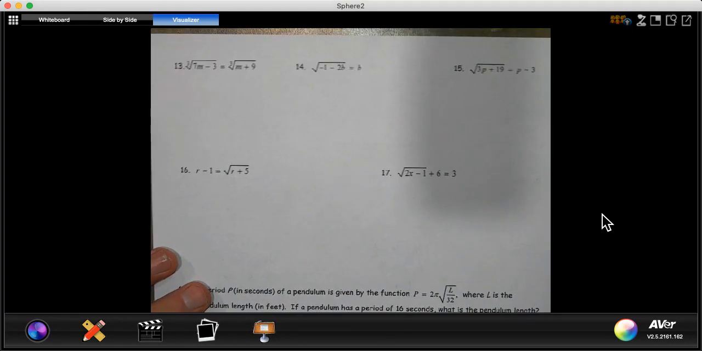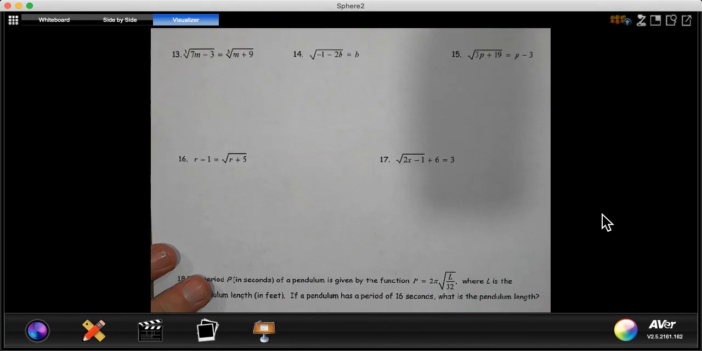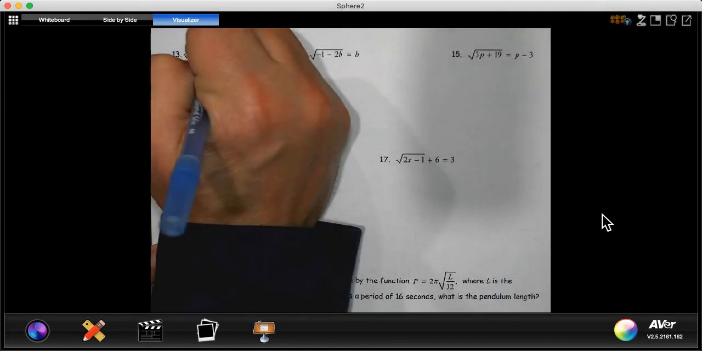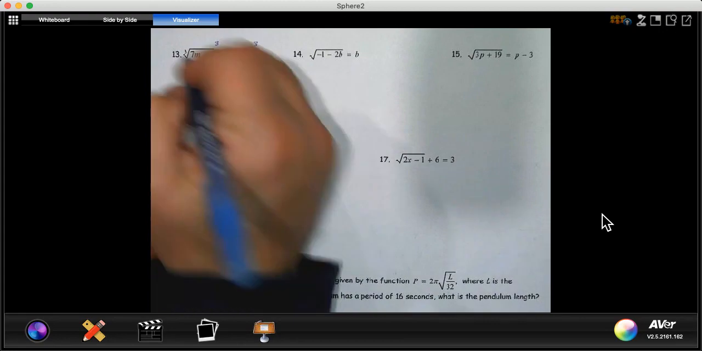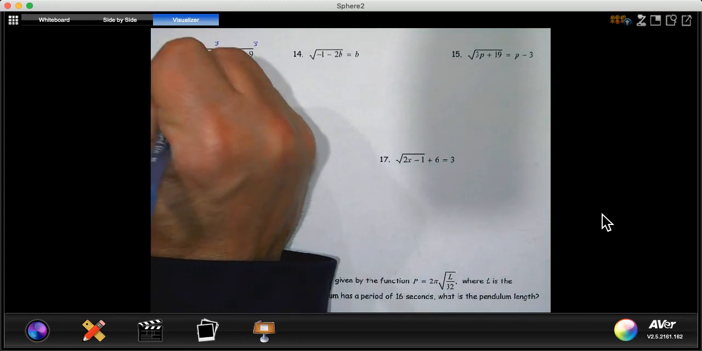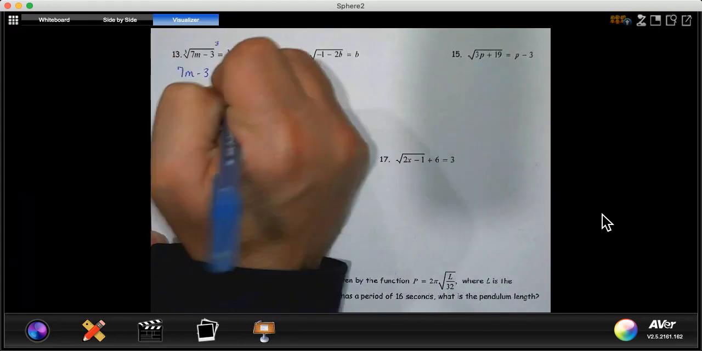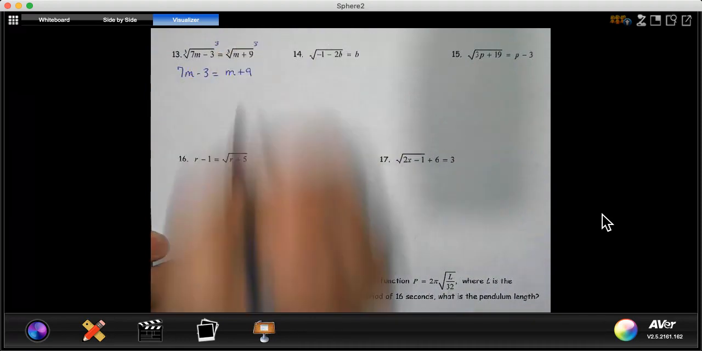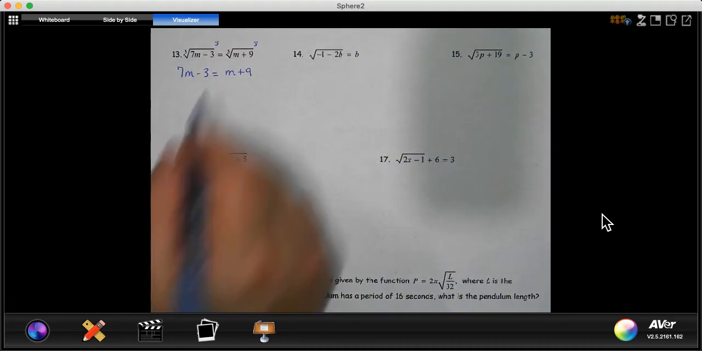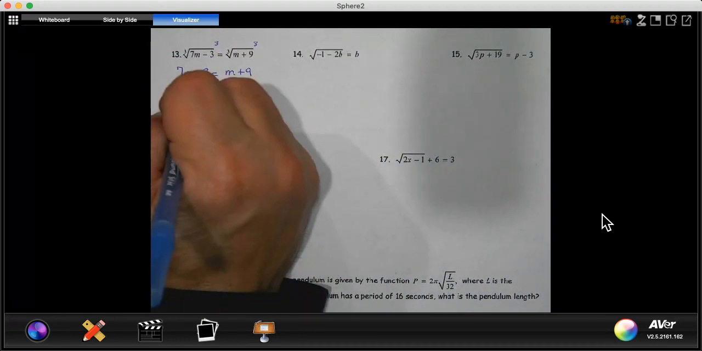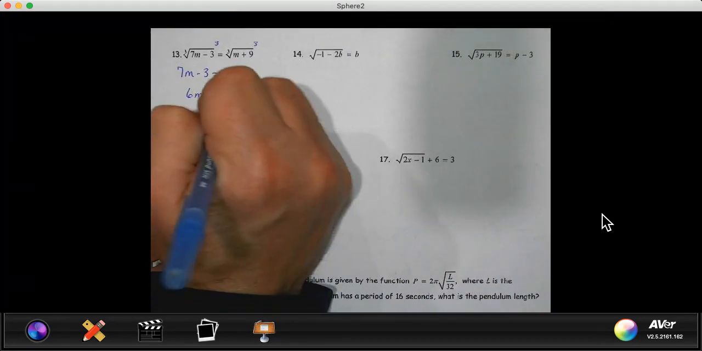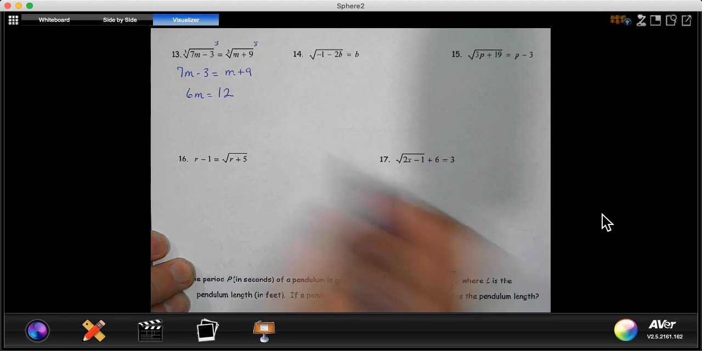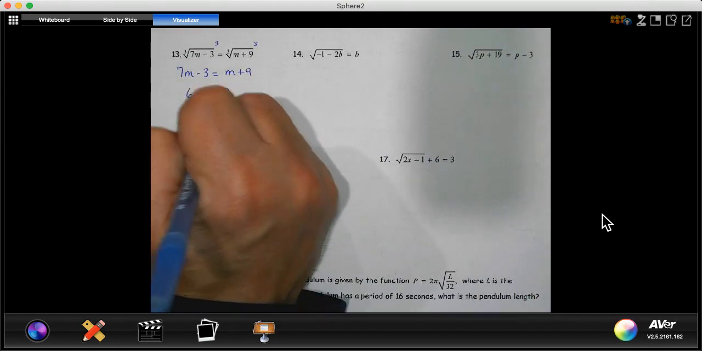13, cube root on both sides. That's not very tricky. We're just going to cube both sides to get rid of the cube root, and then we're left with a simple little linear equation. 7m minus 3 is equal to m plus 9. We're going to minus m to both sides, so 7 minus 1 is 6m's, add 3 to both sides is 12. Divide both sides by 6. So m equals 2.